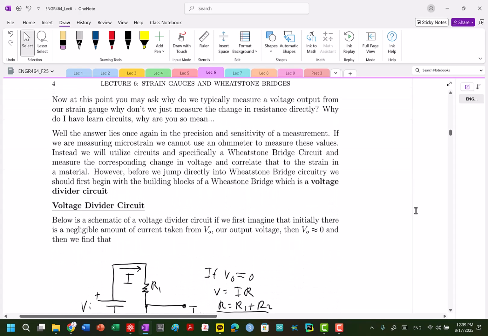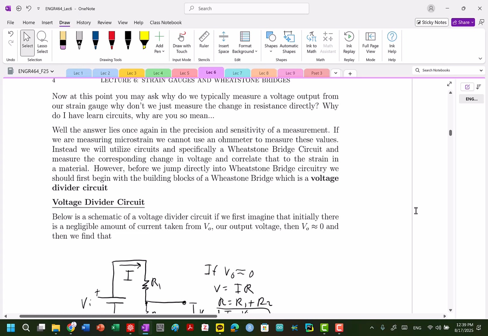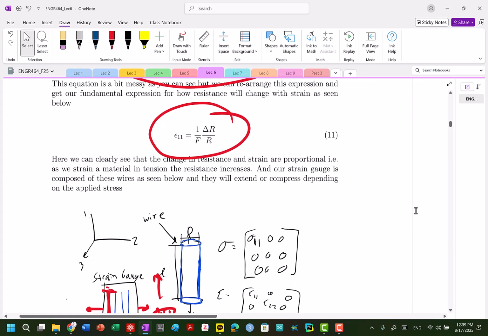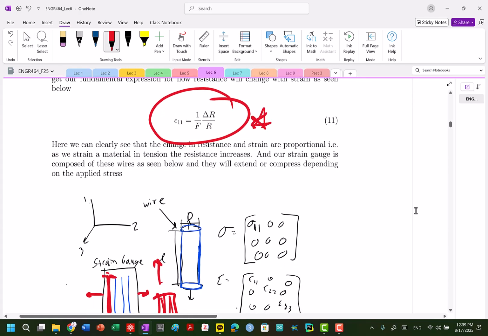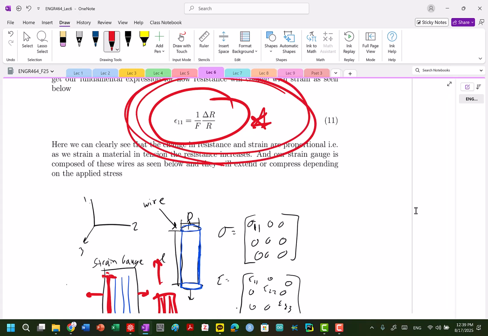Fantastic. Now, as we talked about previously, we can't measure it just with an ohmmeter or a multimeter. So we actually have to leverage circuits in order to make meaningful strain measurements. This is an important equation, but it's one you're not going to use significantly unless you're doing a specific calibration, a shunt calibration. We'll come back to that in a bit.